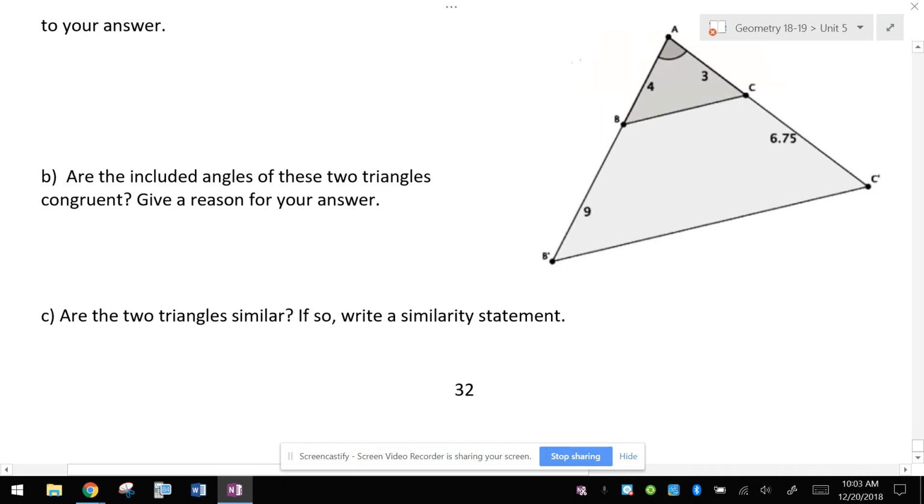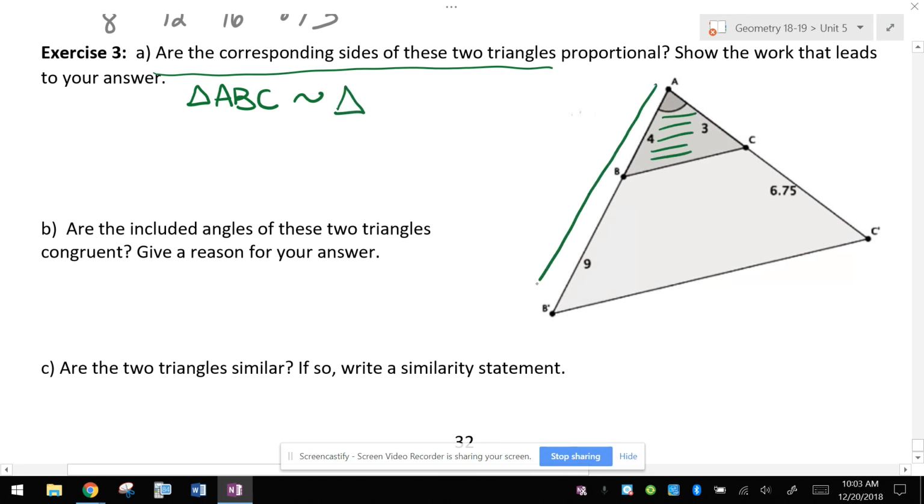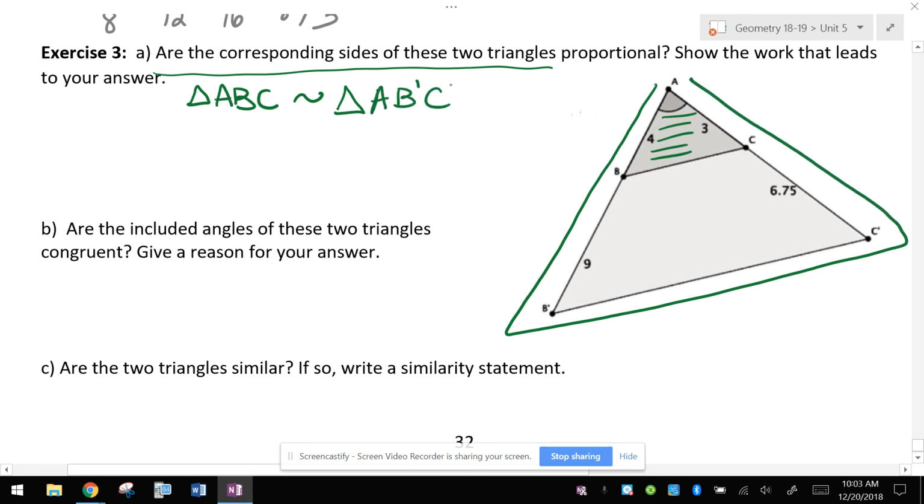All right, number 3. Whoops, sorry. Number 3 is the last example, and then you get to start your homework. Are the corresponding sides of these two triangles proportional? Show the work that leads to your answer. So are the corresponding sides proportional? Let's try it. Well, what two triangles are there? I see triangle ABC, and I'm curious as to whether it's similar to A, B prime, C prime.